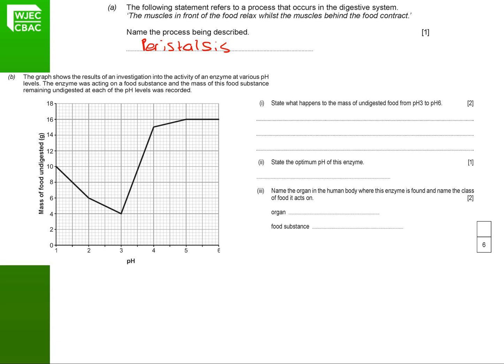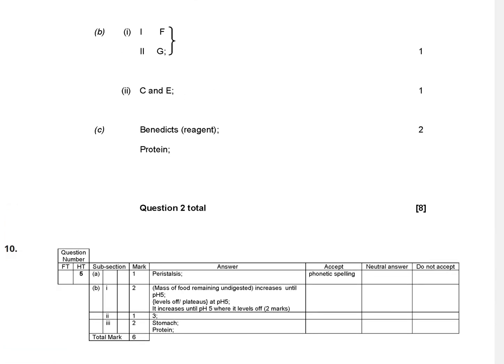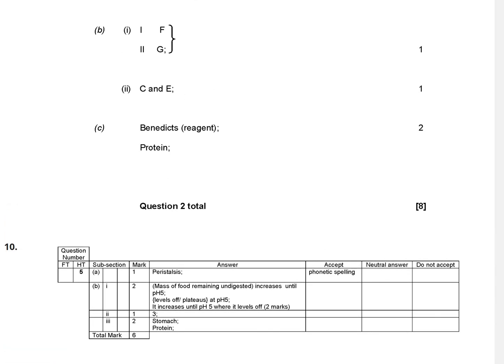Question B, you're looking again at a graph. So at different pHs, mass of food undigested. State what happens to the mass of undigested food from pH 3 to pH 6. So again, it's asking you to just say what's happening rather than explaining why it's happening. So as it's worth 2 marks, that would suggest that you need to make 2 points. So the first mark is for saying that it increases until pH 5. And then it levels off.